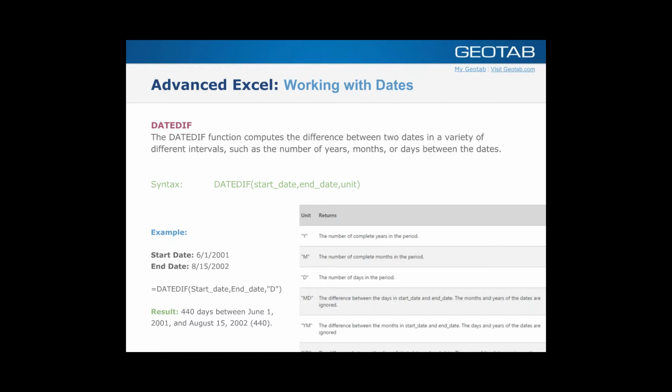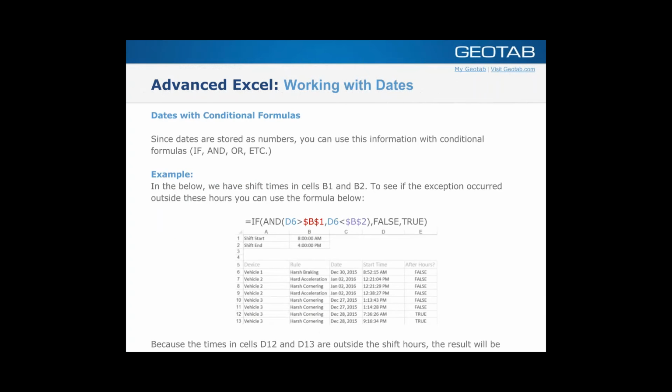So what will result in that cell is the number 440. So 440 is the amount of days between June 1st, 2001 and August 15th, 2002. Similarly, I could do a Y to give me the amount of years, which would be 1, essentially. Well, actually, it's complete years, so yeah. Now let's look at that same kind of example, and let's look at conditional formulas, tying that all together.